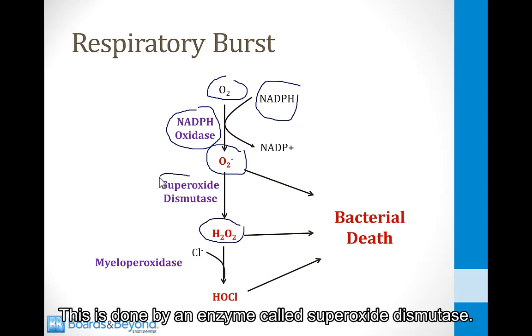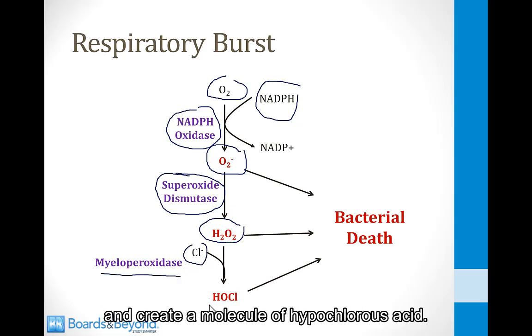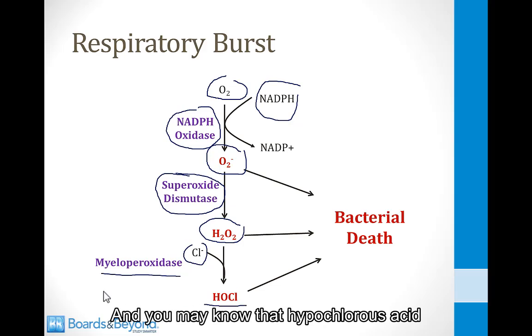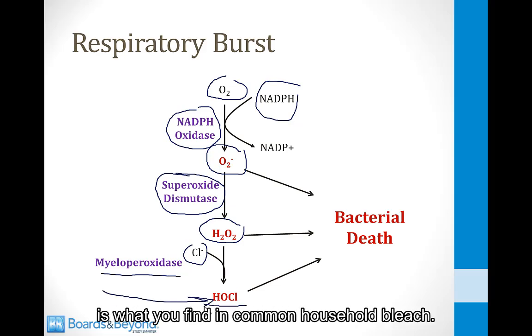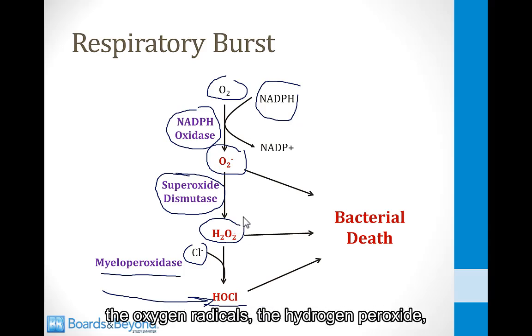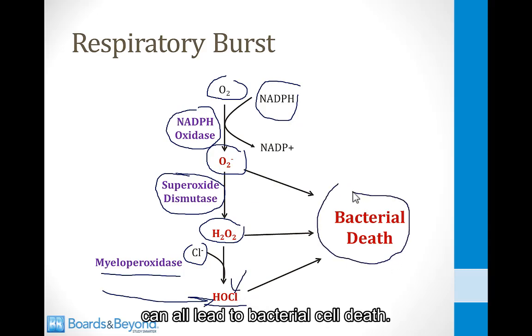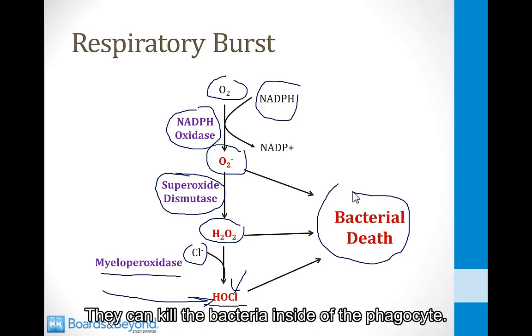This is done by an enzyme called superoxide dismutase. And then finally, the enzyme myeloperoxidase can use a chloride ion and create a molecule of hypochlorous acid. And you may know that hypochlorous acid is what you find in common household bleach. All three of these intermediates, the oxygen radicals, the hydrogen peroxide, and the hypochlorous acid, can all lead to bacterial cell death. They can kill the bacteria inside of the phagocyte.